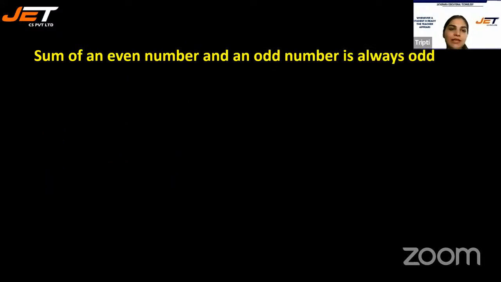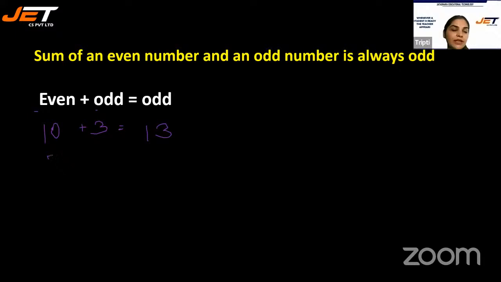Let's do the example for the next one. Sum of an even number and an odd number. Let's take the even number as 10 and the odd number 3. What is 10 plus 3? 13. So 10 is even, 3 is odd, and 13 is odd again. Even plus odd will give you odd.